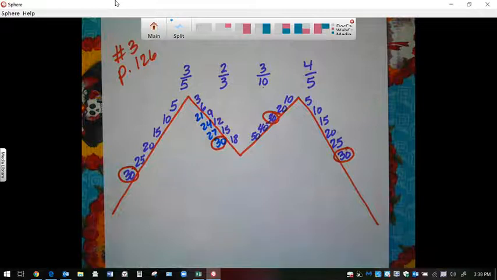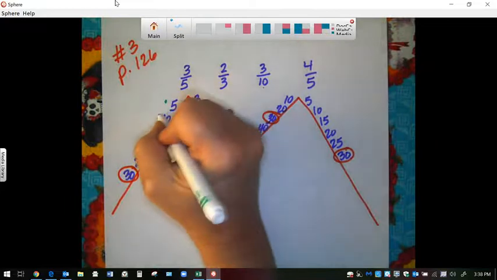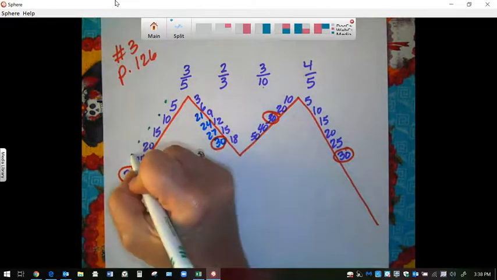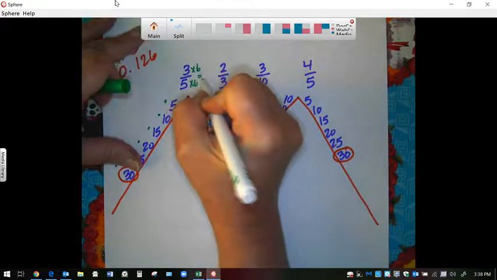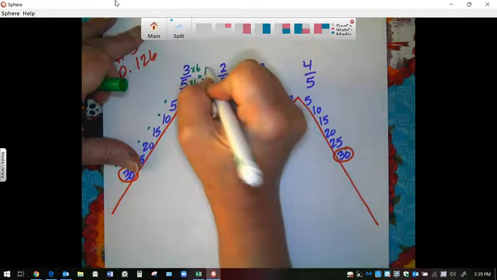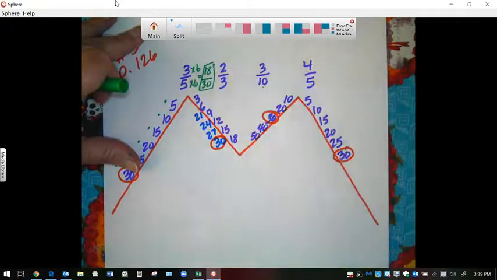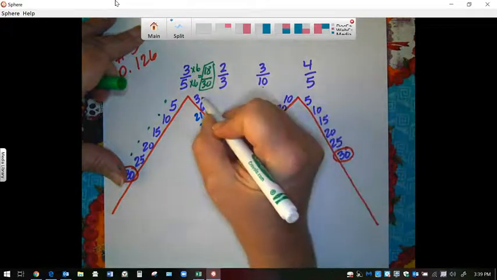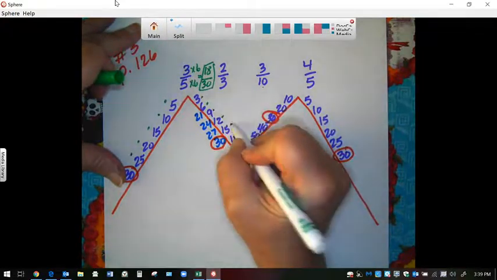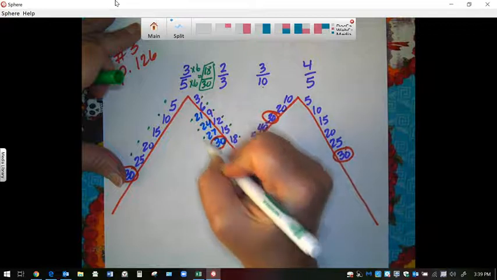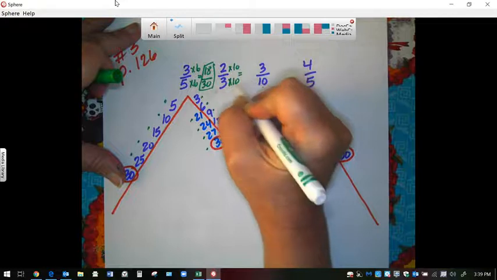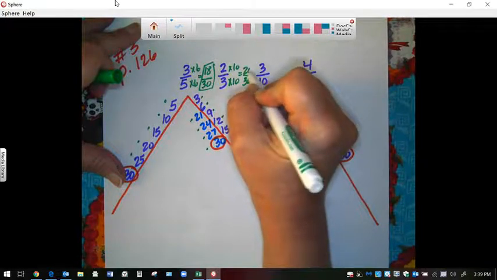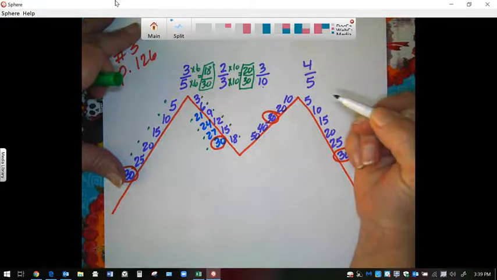And just like before, we're going to count the multiples. 1, 2, 3, 4, 5, 6. So 5 times 6, what you do to the bottom, you do to the top. And there's my first fraction. 1, 2, 3, 4, 5, 6, 7, 8, 9, 10. So we use 10 multiples, so we're going to multiply times 10. What you do to the bottom, you do to the top. And that is my second fraction.